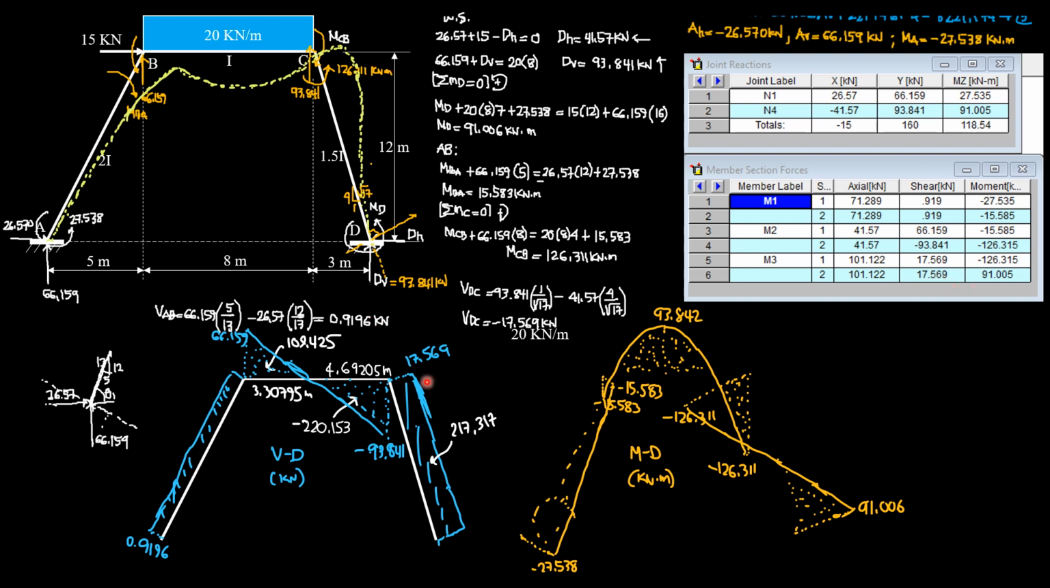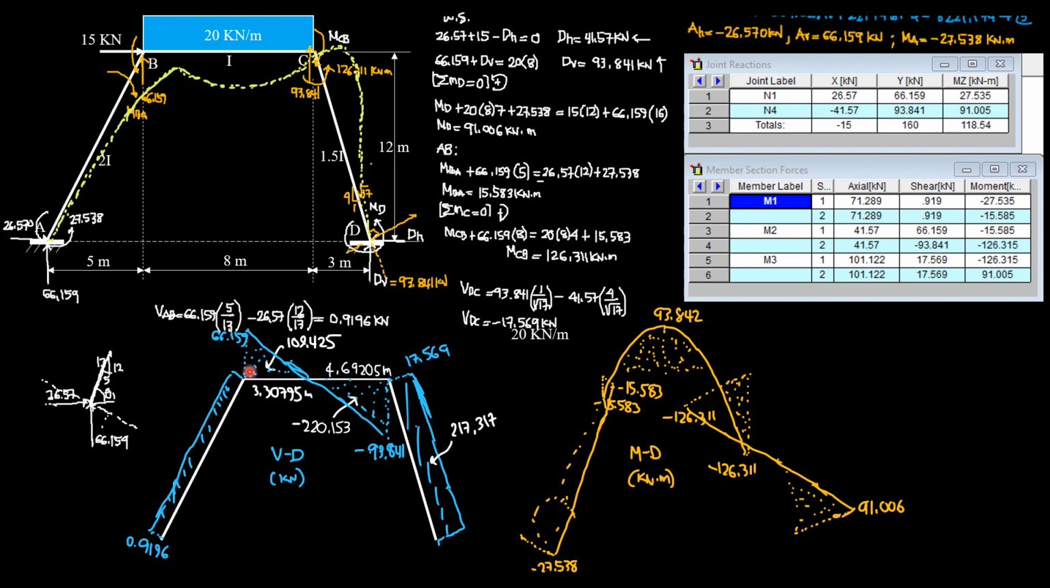We are now ready to sketch the shear diagram. First is shear in AB, which is positive 0.9196. So positive in that direction, 0.9196. So that remains constant. And since there's no other load at B, it should close. Then this is vertical component at A, reaction. That's also vertical component of reaction here because there's no other load for member AB.